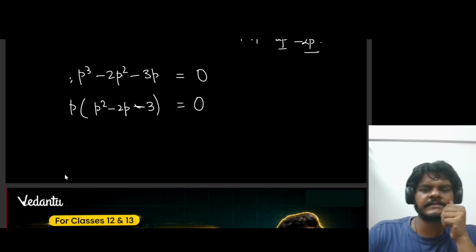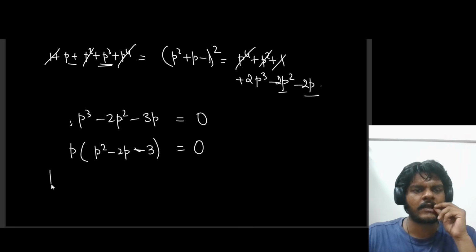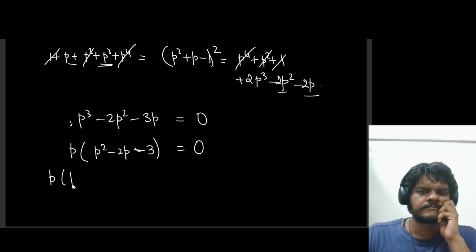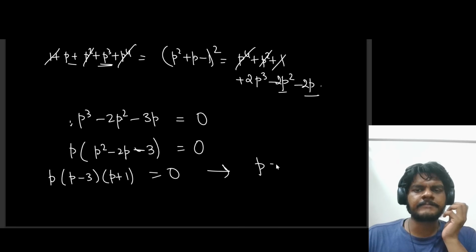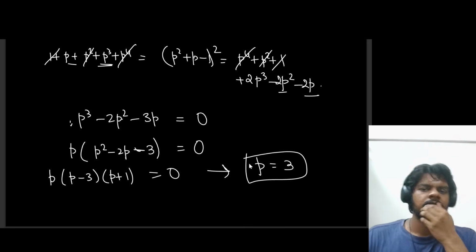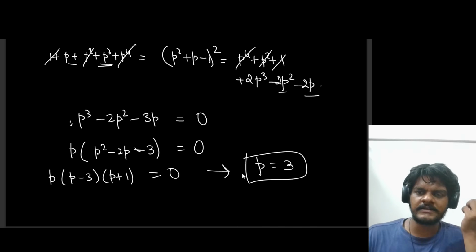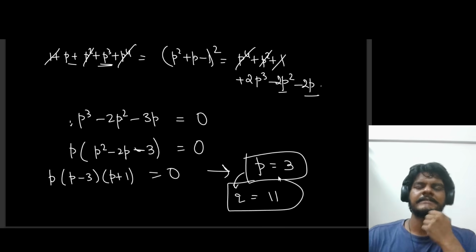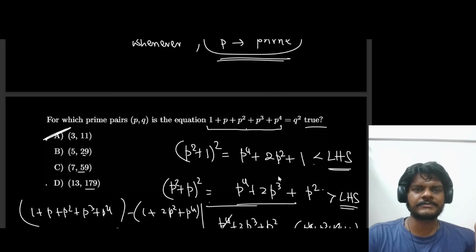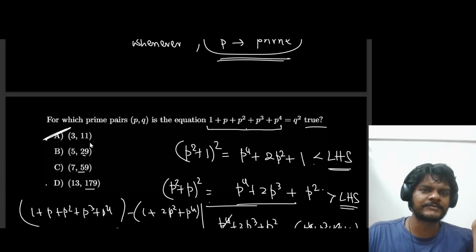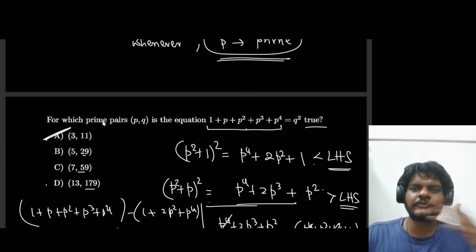So we have something very specific. I think this is p(p − 3)(p + 1) = 0. So the only possibility is p = 3, and that will give you q = 11. Right? Okay. So you got it. That's it. That's the solution. (3, 11) is the only solution. So this is a very beautiful question.